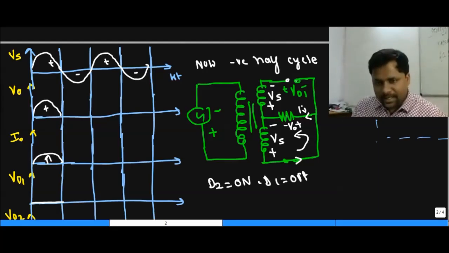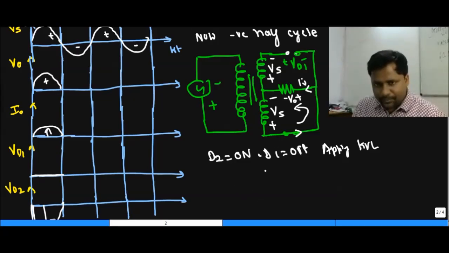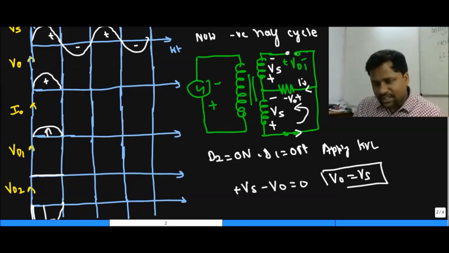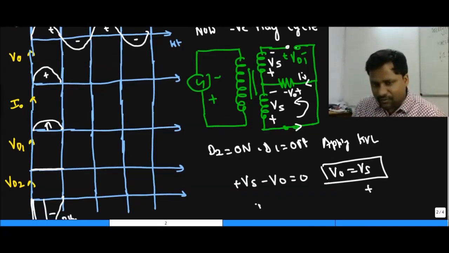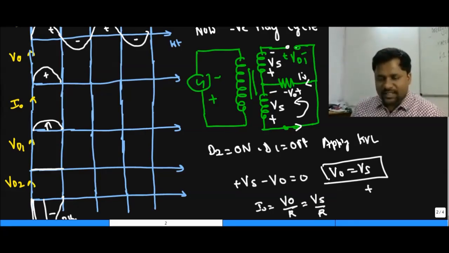If I apply the KVL equation, then we can say that minus Vs plus Vs minus V0 equals 0. Here V0 equals Vs. Still we are getting the output voltage positive across the load when supply is negative. And if I make the expression of current, it should be equal to V naught divided by R. It should be Vs divided by R. So this is the expression of the current.